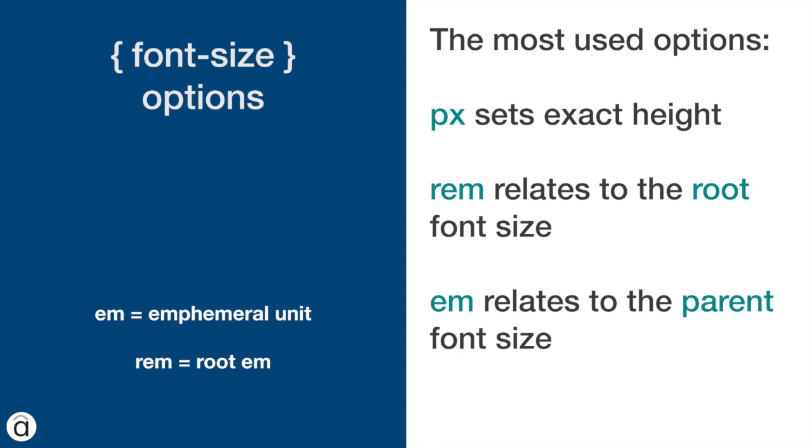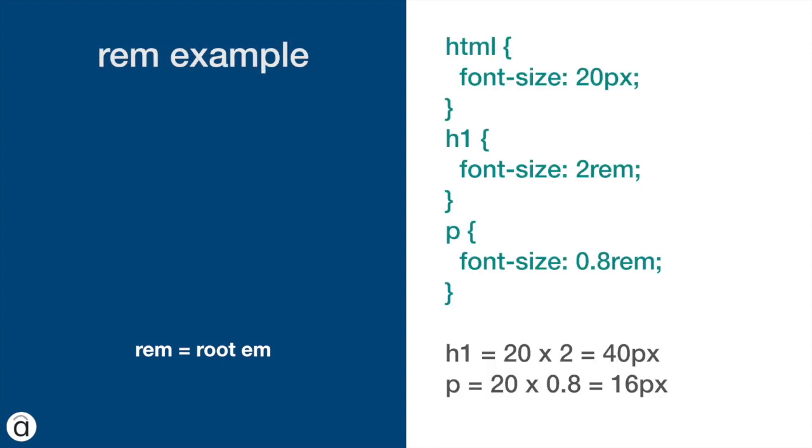REM, where EM stands for ephemeral units, would you believe? That's why we call it EM, because that's a hard word to say. So REM effectively relates to the font size in the root, and we'll do that coding shortly. And then EM relates to the font size set in the parent element. We'll be playing around with that shortly too. But first, let's have a look at a REM example.